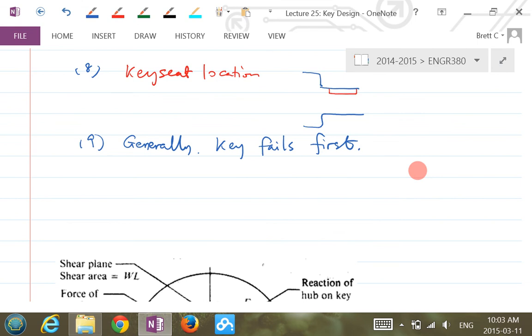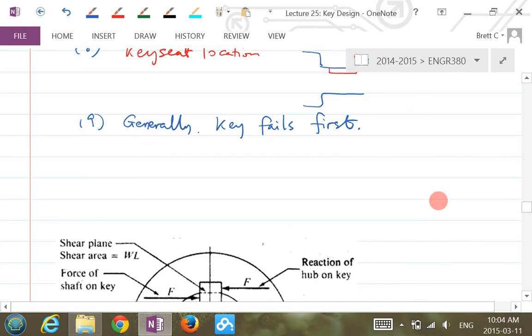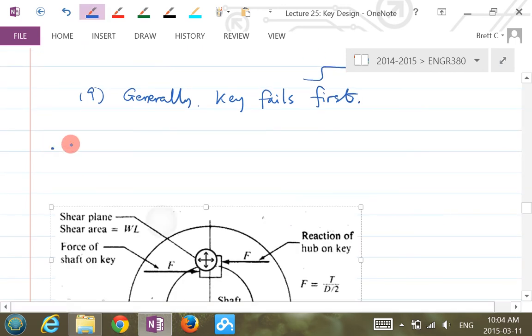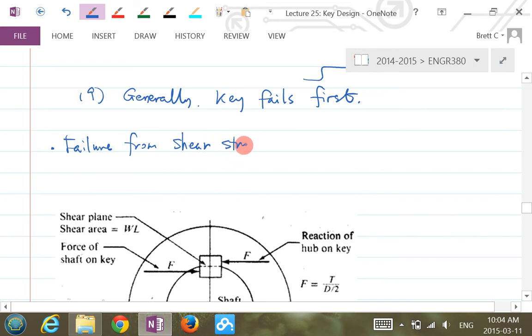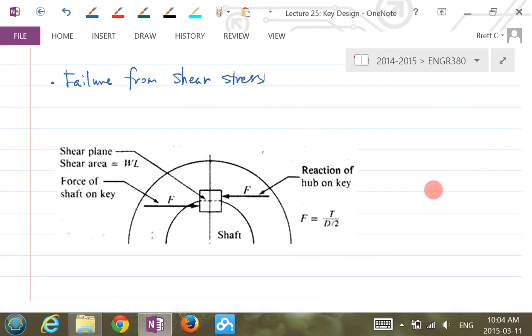The spline is not a key, so we're designing a key here. So let's look at the key design parts. What do we design for the key first? First, we'll look at the failure from shear stress. Here's the diagram of the key. It's sitting half in the shaft, half in the hub, and there is a force acting on the two sides of the surface, and the force comes from the torque. So the shear stress is on this surface here.